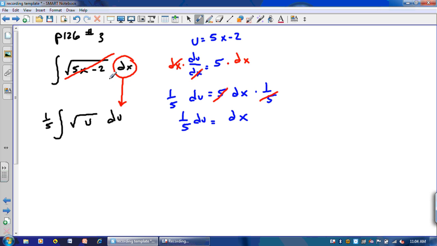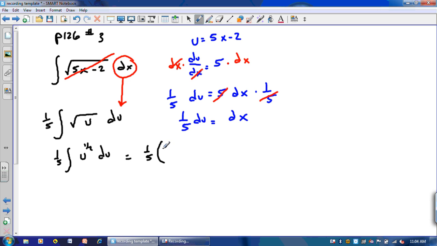Now, the goal of u-substitution, again, is to take a function that's not integratable and replace it with something that is. And this should be pretty straightforward. To integrate the square root of u, du, we'll change the square root of u to be a power of u. Here we'll have 1/5 times u to the 1/2 power du.